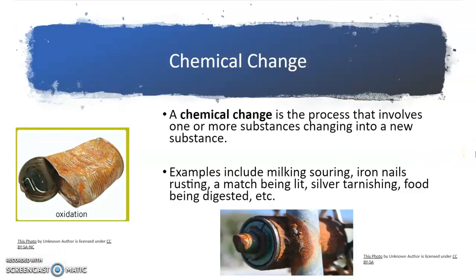A chemical change is a process that involves one or more substances changing into a new substance. So examples would include milk souring, iron nails rusting, so rust is a chemical reaction, a match being lit, so any kind of combustion, any kind of burning is going to be a chemical change, silver tarnishing, food being digested, all of that is a chemical change. So you're changing something about the chemical composition of the substance.